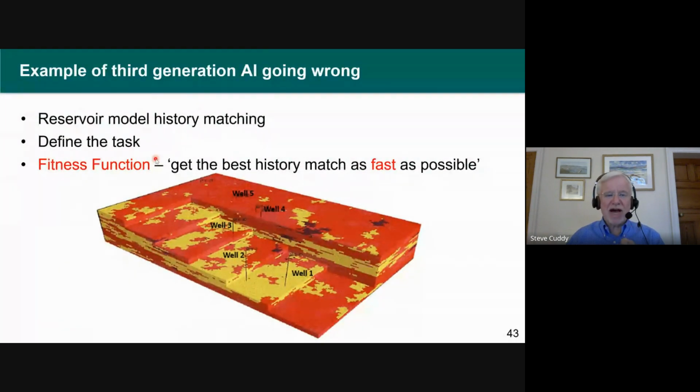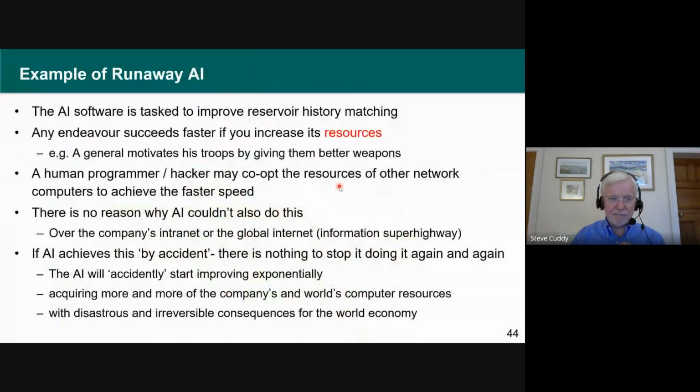So we have to define the task. We say fitness function: we want to get the best history match and we want to do it as fast as possible, because these history matches could take several hours. So we want to get a good match, but also as fast as possible. So the AI software, in this hypothetical example, is tasked to improve reservoir modeling.